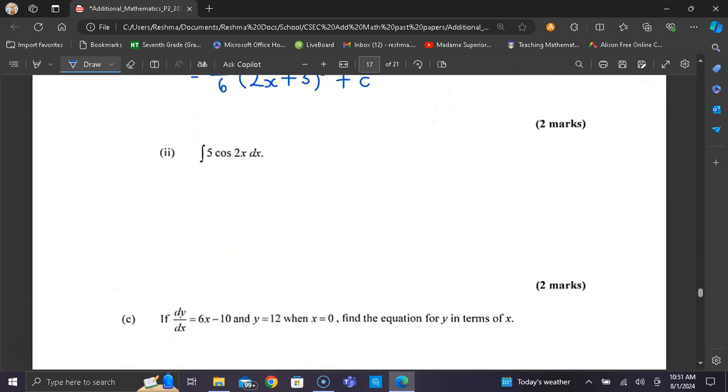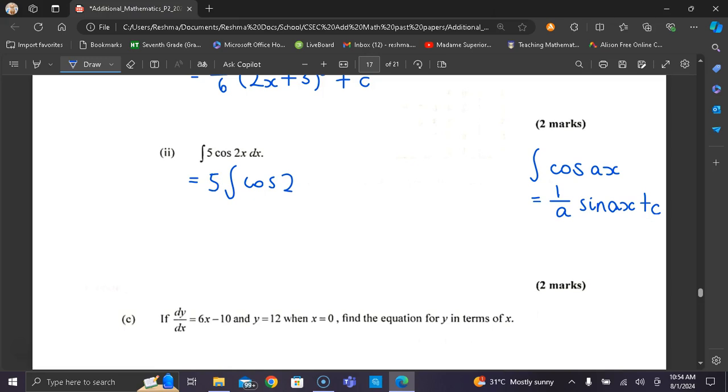This time we have to integrate a trig function, 5 cos 2x with respect to x. So again, if we're using our integration rules, the integral of cos ax is 1 over a sine ax plus c. So therefore, for the integral of 5 cos 2x, of course we could put the 5 outside of the integral symbol and just integrate the trig function itself.